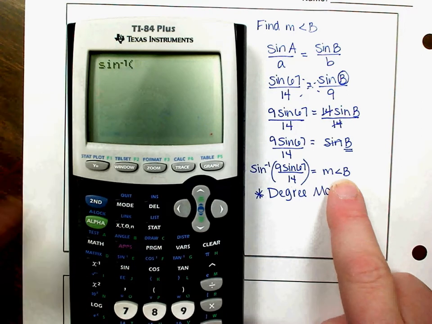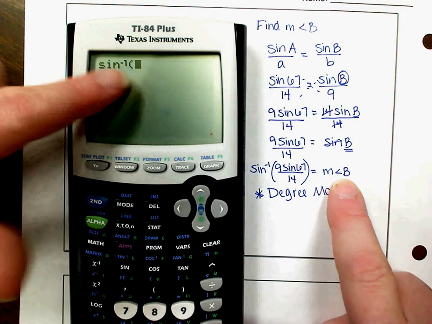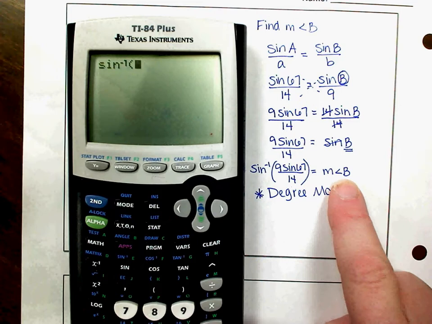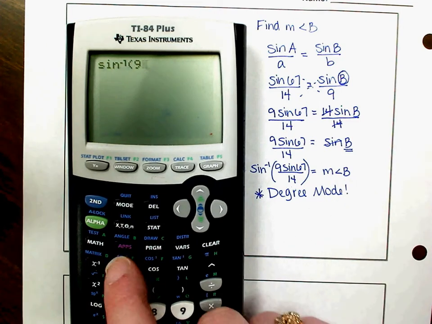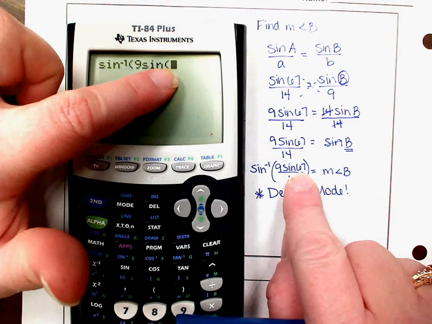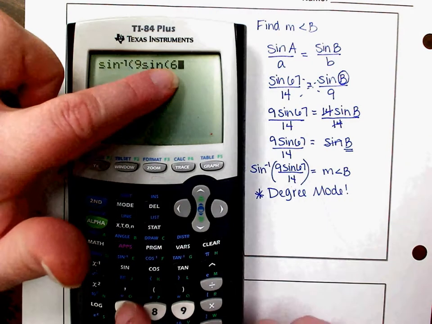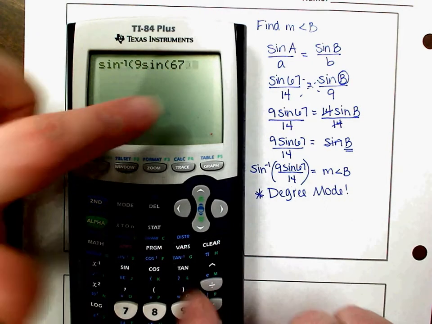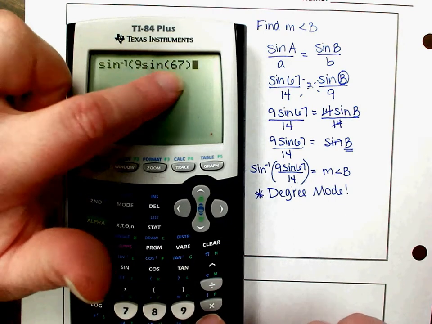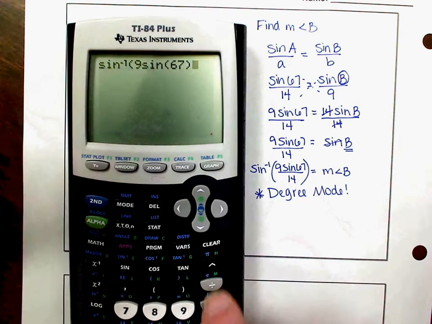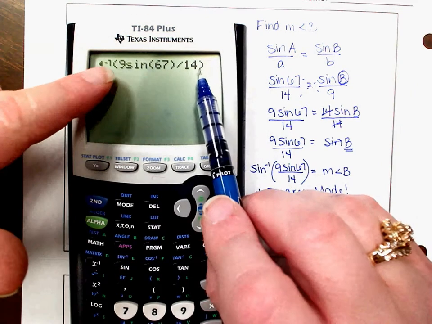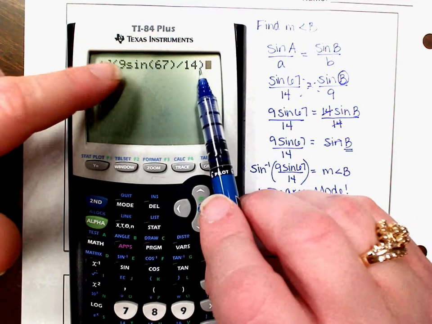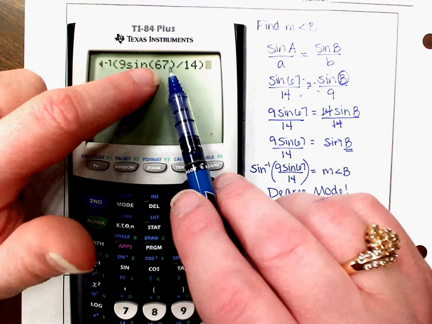It opens up the parentheses for me to put everything in there that I'm taking the inverse sine of. I can go ahead and type 9 sine, but you remember it opens up parentheses again, so I'm going to put in the 67, but then I've got to close parentheses because that's all I'm taking the sine of. And then I can press divided by 14 and close my parentheses of what I'm taking the inverse sine of. So this closes that parentheses. This just closes the one for the 67.